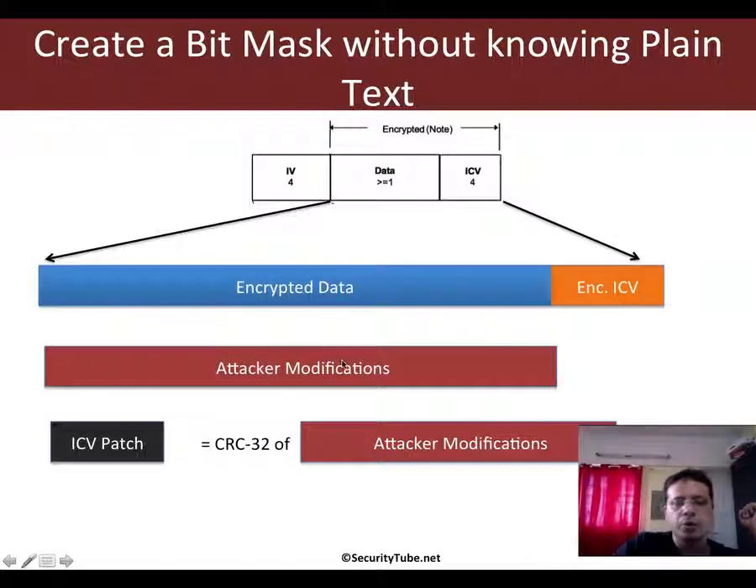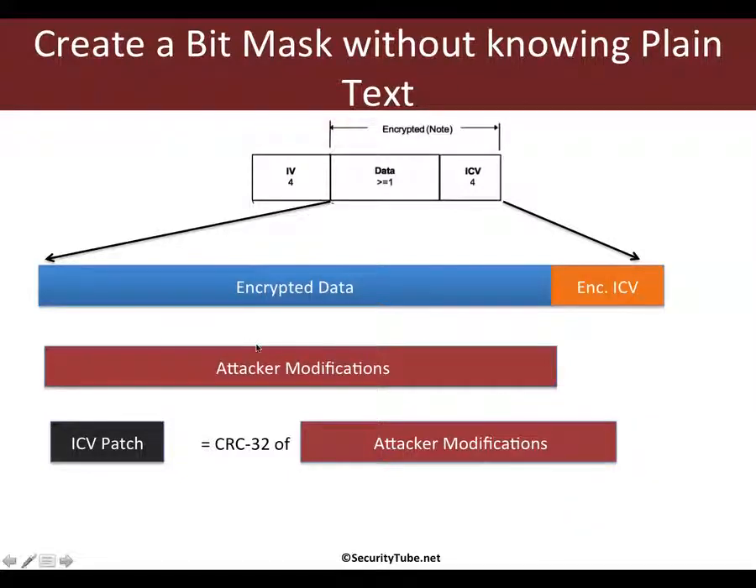Now if you think about it, a simple way to modify is actually to create a bit mask. What is a bit mask? Well, very simply, this could be a series of zeros and ones, which when XORed with the encrypted data will give an output, which is what you want in the final packet, right? But currently we are unaware of what is inside the encrypted data, and hence we can only speculate.